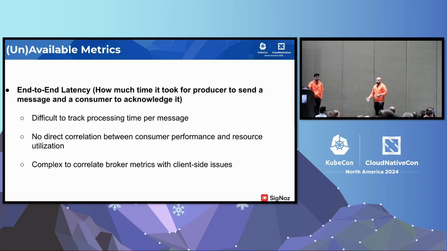Next is the end-to-end latency of a message. The end-to-end latency refers to probably when a message is started from a producer, goes into the queue, and is consumed by the consumer. The consumer acknowledges it. So that is missing with Kafka right now, and that is a key thing that we need to track: the processing time per message.